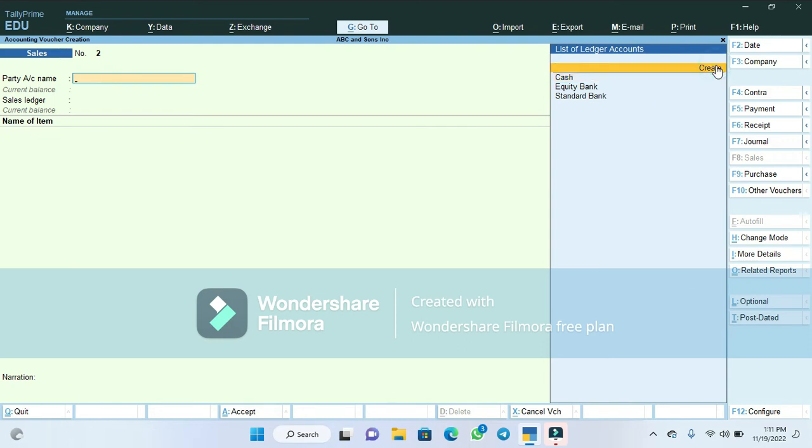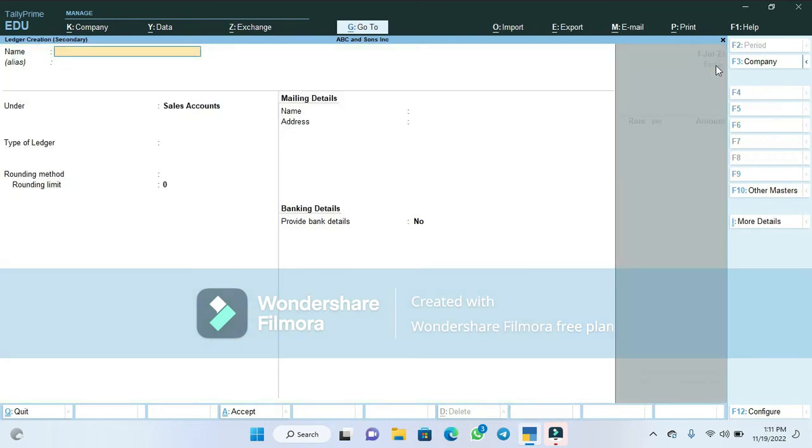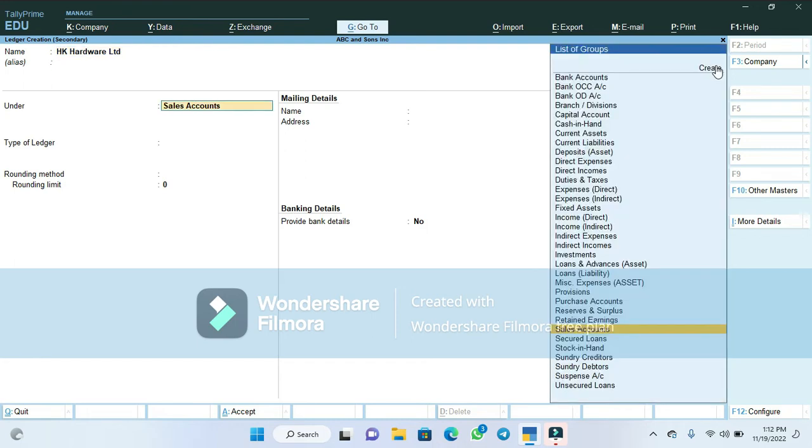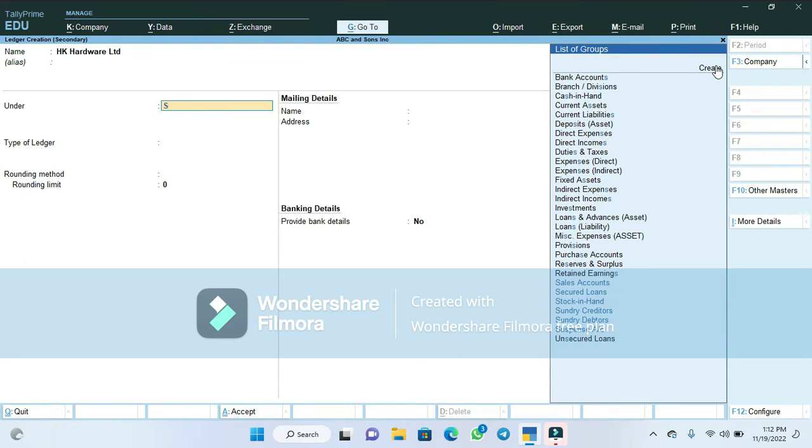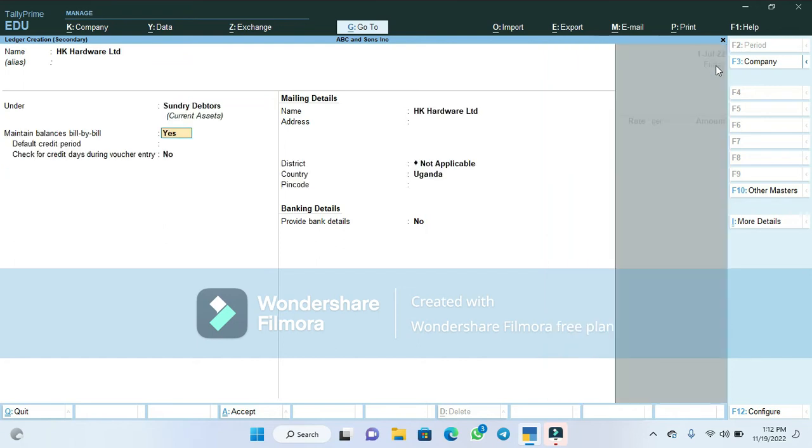We are going to create a new account receivable, maybe HK Hardware Limited. HK Hardware Limited. Enter. So this is sundry data. This is a sundry data accounts receivable. Maintain bill by bill. Yes. Enter.